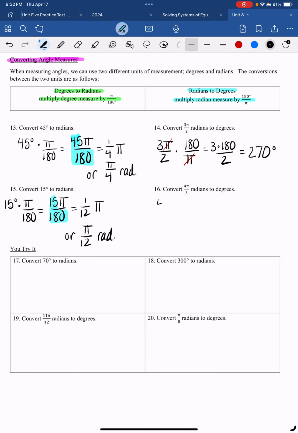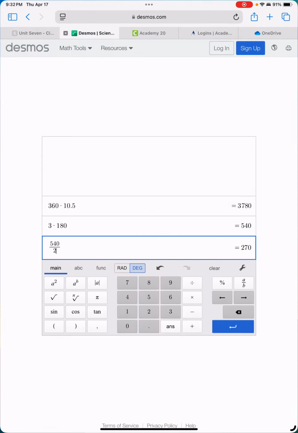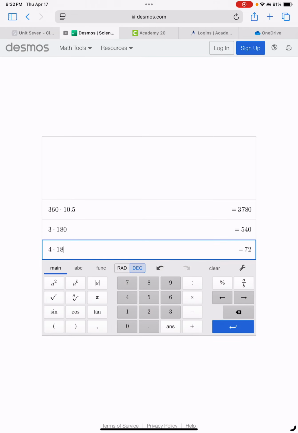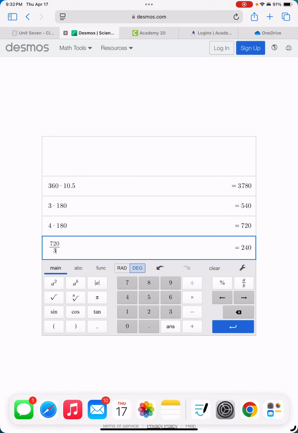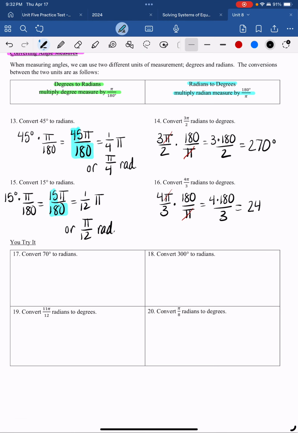Our last conversion, 4 pi over 3 radians, converting that to degrees, so multiplying by 180 over pi. The pi's are going to divide out, just leaving us with the calculation of 4 times 180 divided by 3. We can use our calculator for that one. 4 times 180 is 720, divide that by 3, and we get 240. So 240 degrees is equivalent to 4 pi over 3 radians.